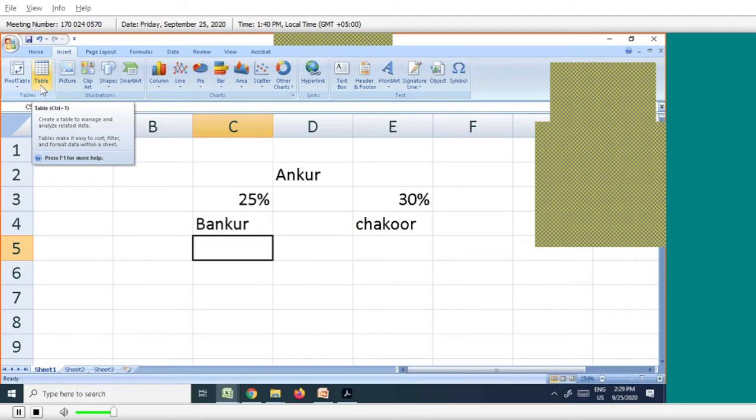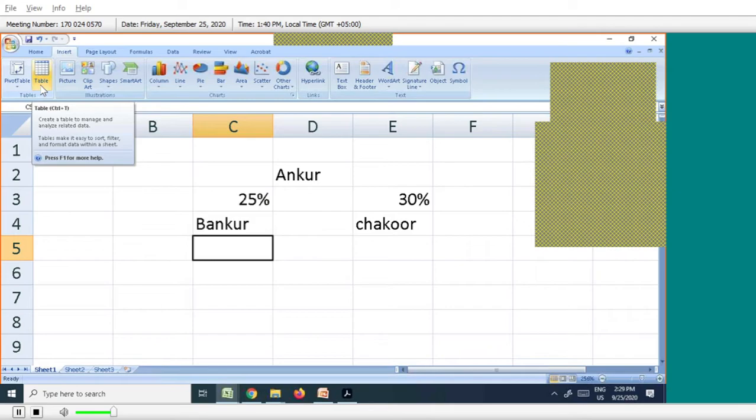No. Bankur and Chankur are not related party because they don't have any direct shareholding between their companies. Bankur is not holding anything in Chankur, and Chankur is not holding anything in Bankur. So they are not related party. That is the answer given in the material.